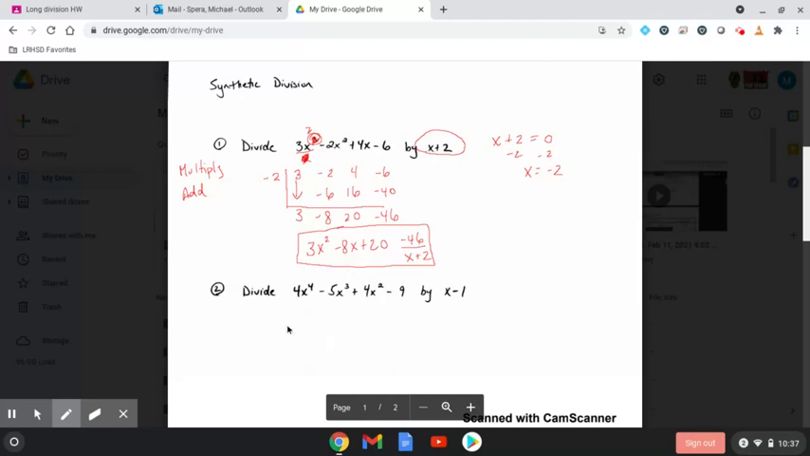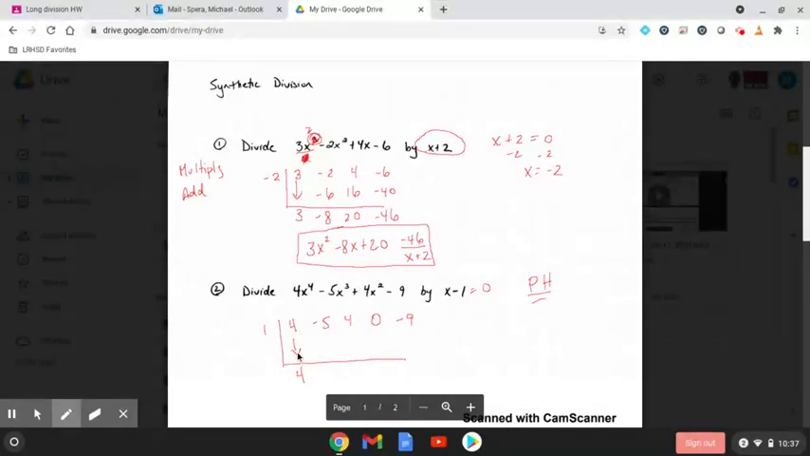All right, let's try another one. So the number that goes on the outside is the 0 of this, so positive 1. These coefficients go on the inside. But don't forget, I'll just abbreviate, but placeholder: x to the 4th, x cubed, x squared. There's no x, which means I have to put a 0 in. And then a negative 9.